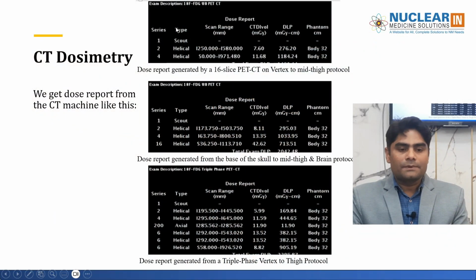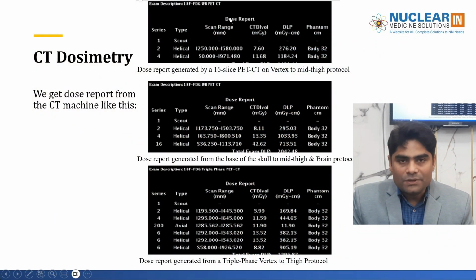So let's begin. This kind of radiation report we used to get from the machine, where the machine says that this much scan area has been scanned. There are terms called CTDI vol, DLP, and phantom. All these terms are used in this report.